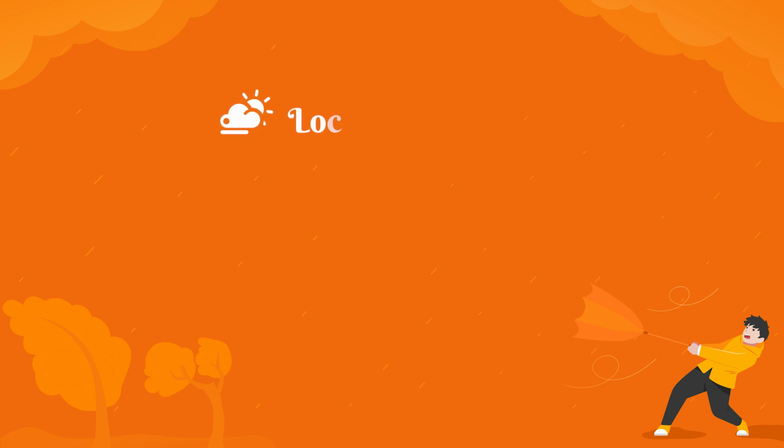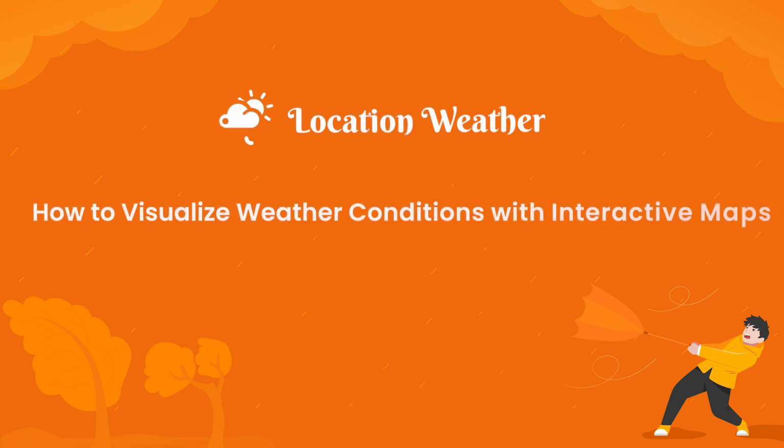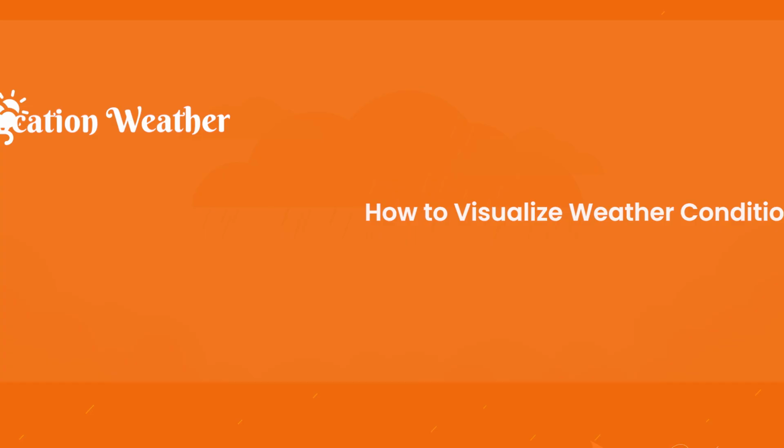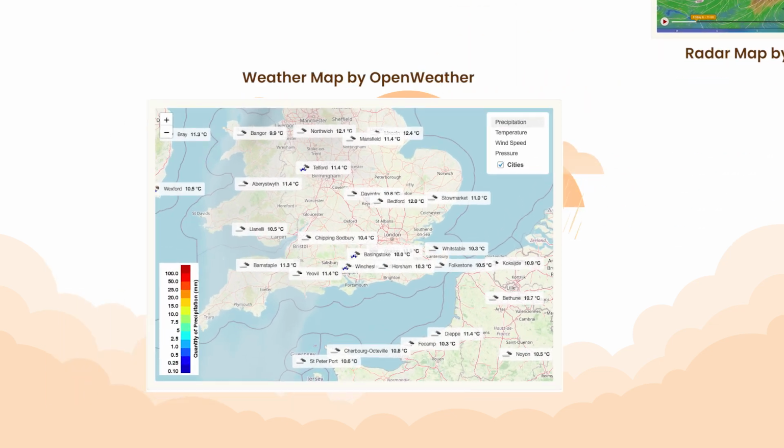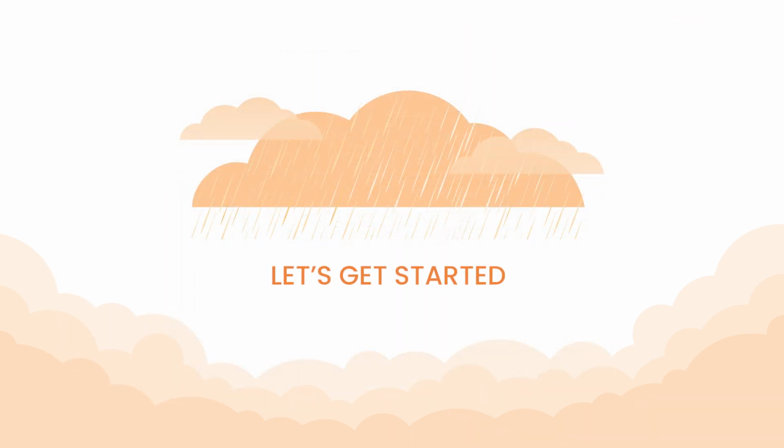Hello everyone! Today I'm going to show you how to visualize weather conditions with interactive maps. You can choose between two map types, the weather map by OpenWeather and the radar map by Windy. We'll start with the first one, so let's get started.